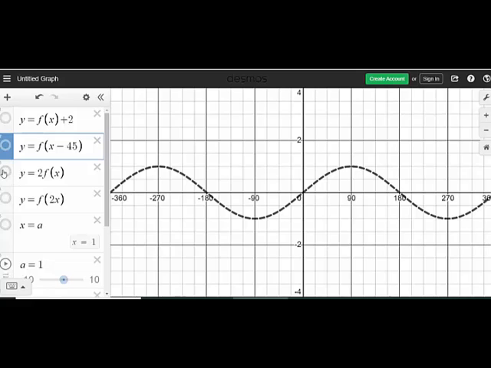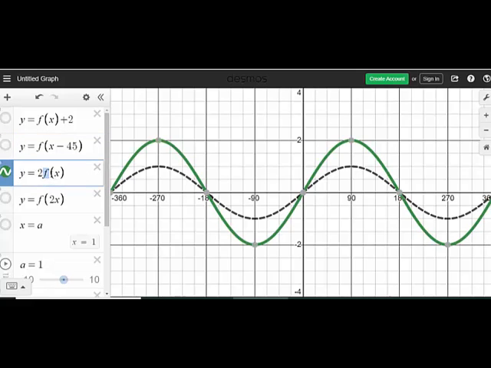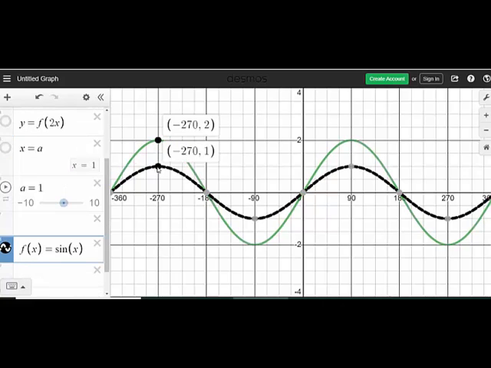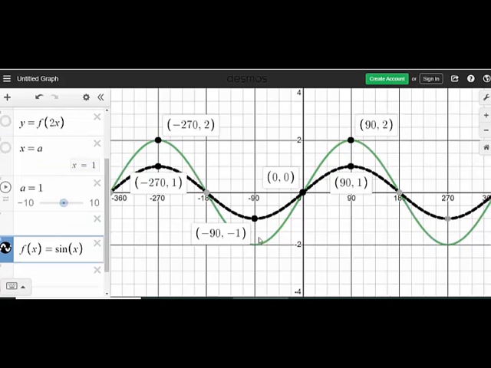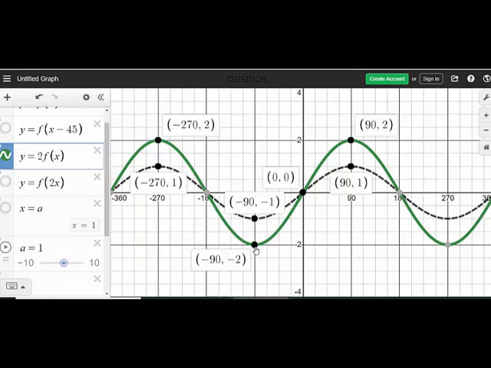And then similarly here, if I put the 2 out front, I'm saying double all my existing y values, and so this value now goes up to 2 when it was only 1. This value was 0, doubled is 0 still. This value was 1, doubled is 2. This value is -1, double it is -2.